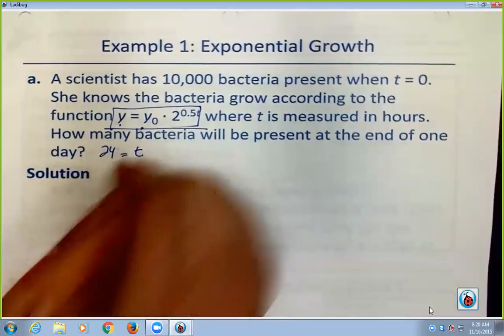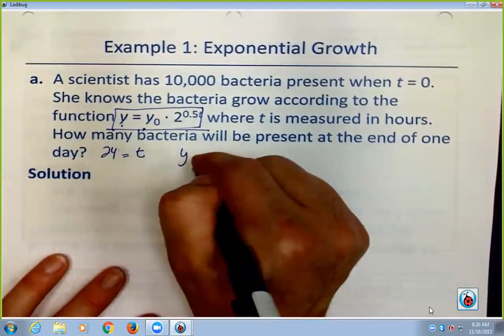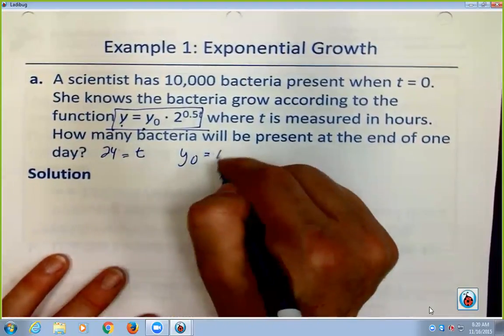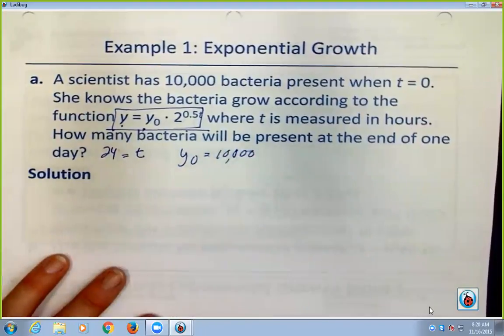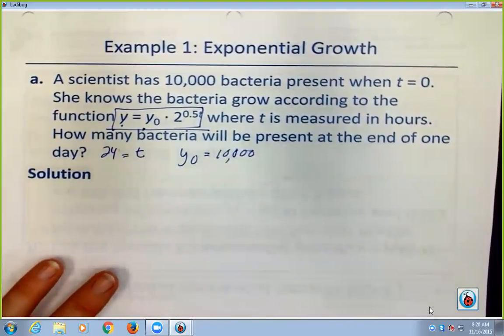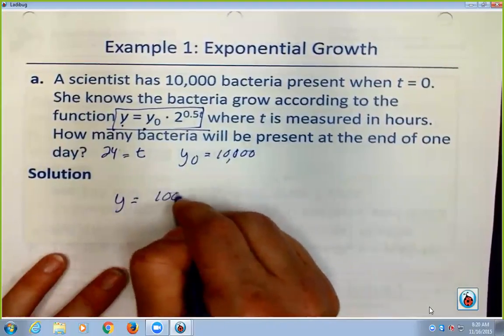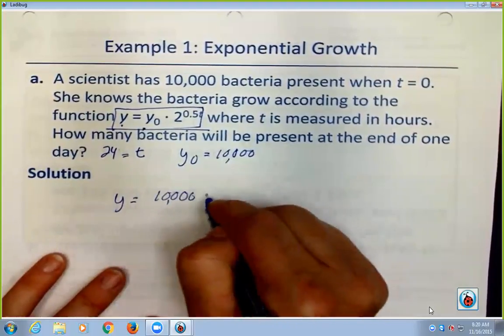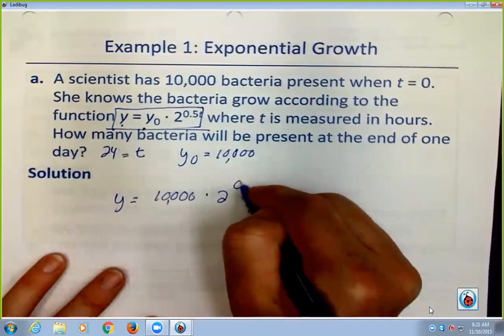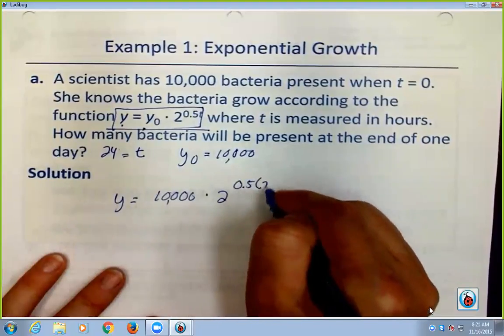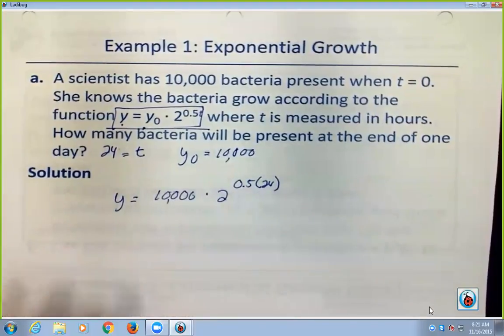So 24 is T. Y subscript 0 is 10,000. And so then all I need to do is plug it into my formula. Y equals 10,000 times 2 raised to the 0.5 times 24. Okay, so that one, again, you'd now want to do that in your head.